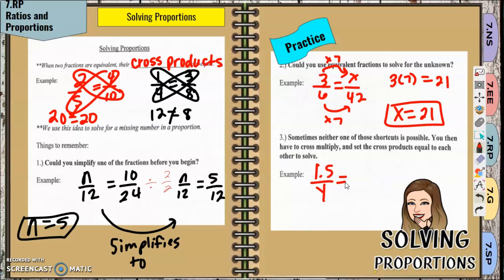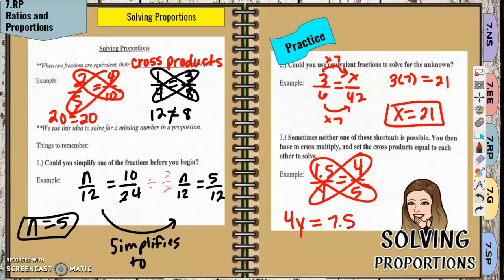equals 4 over 5. Now 4 over 5 does not simplify to anything. It's already simplified. So that means I can't do the first one that we went over. I don't know what I'll multiply 1.5 by to get 4, so that means I can't do the second. But the method that always works is I can cross multiply 4 times y, any number times a variable, you're just going to make that number the coefficient, so that's 4y, equals 1.5 times 5 is 7.5.